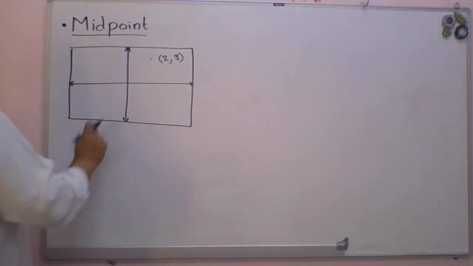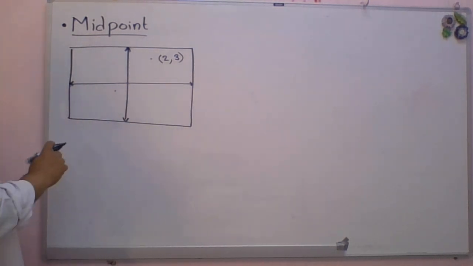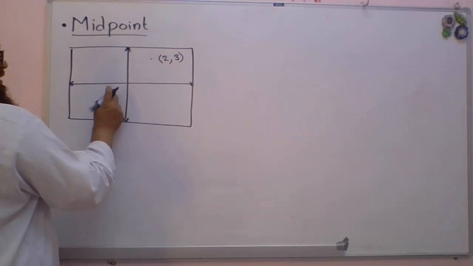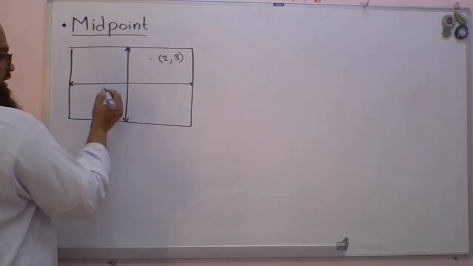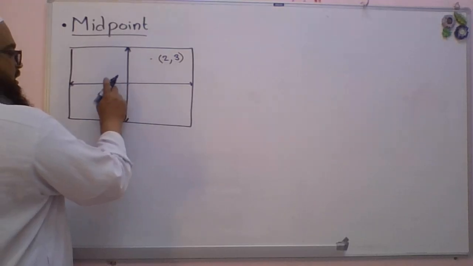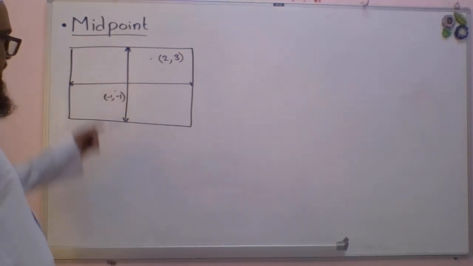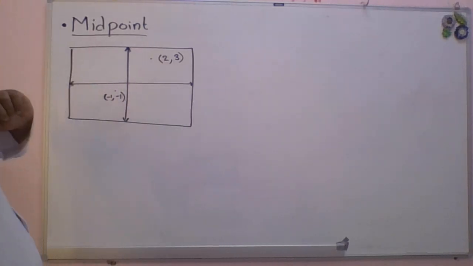Now let us take another point over here. So what is the distance from y coordinate? It is 1. That means it is minus 1 since it is in third quadrant. And what is x coordinate? This is also minus 1. Distance from x axis is minus 1. Okay.